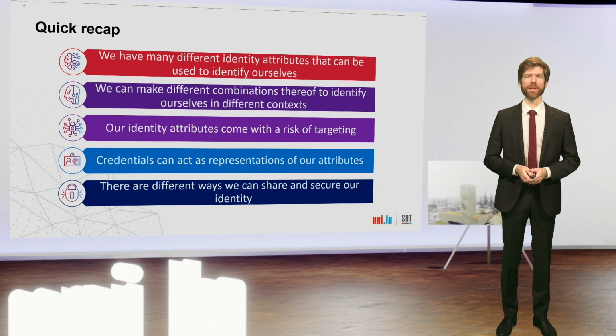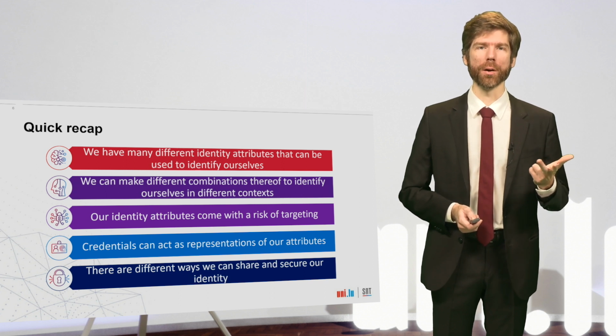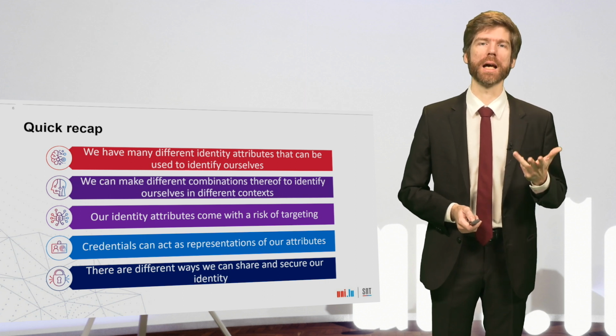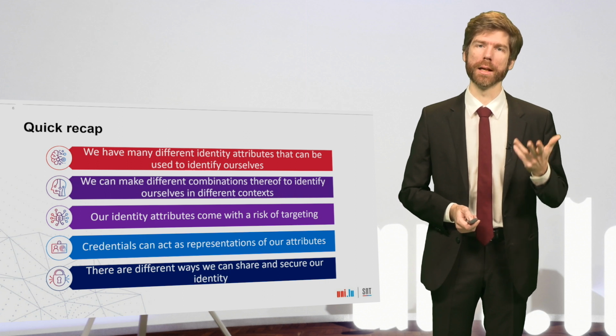But do we always need to be identified with certainty in the digital world? How can we share credentials in the digital world, and how do we safeguard privacy while doing so? These are questions we will answer in the next episode of this series. Before we close this introductory episode, let us recap what we just learned. 1. We have many different identity attributes that can be used to identify ourselves. 2. We can make different combinations thereof to identify ourselves in different contexts. 3. Some, if not all, of our identity attributes come with an attached risk of targeting. 4. Credentials can act as representations of our attributes. And 5. There are different ways we can secure an identity transaction.